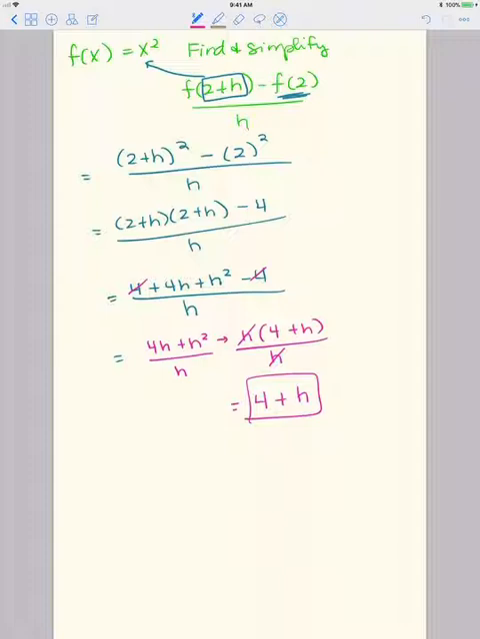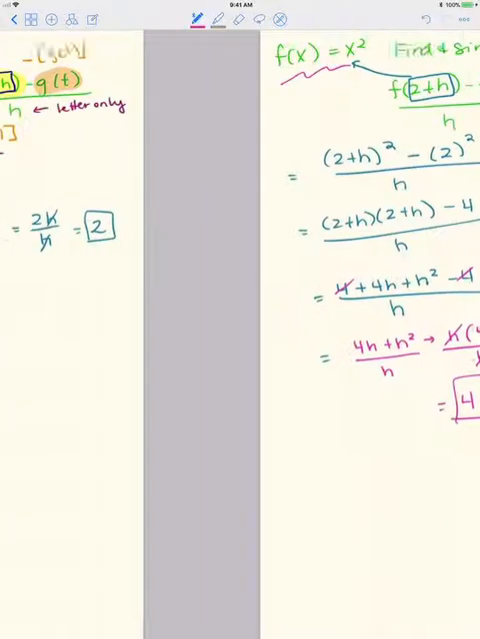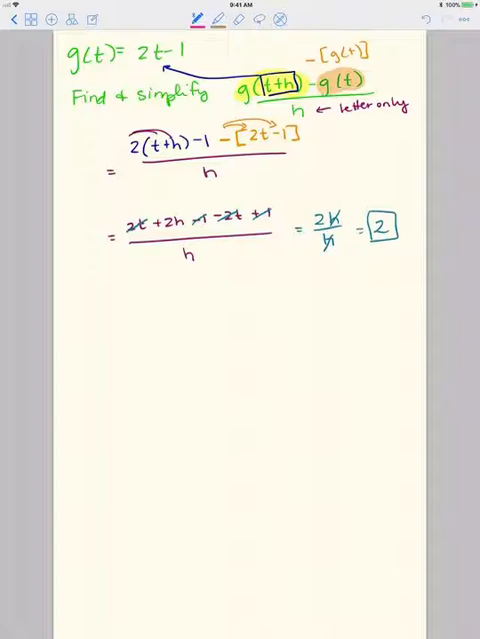So it's all about watching your signs, watching the way that you input the function, and being careful what the function does. If there's a power, make sure you do that product out correctly. If there's subtraction, make sure you address that correctly. But otherwise, that works the same way. A lot of those terms will cancel when you simplify difference quotient problems like that.